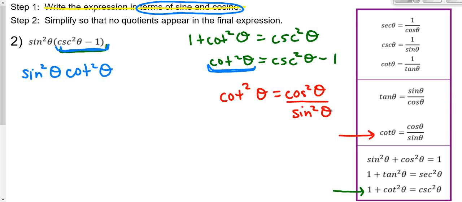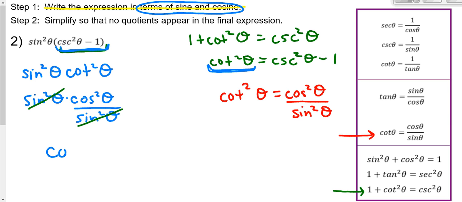So we can replace the cotangent squared theta in our expression with cosine squared theta over sine squared theta. Now look, we have a sine squared theta on the top and the bottom that we can cancel, and all we have left is cosine squared theta. And notice that is not a quotient, so that's about as far as we can go, and there's our simplified expression.